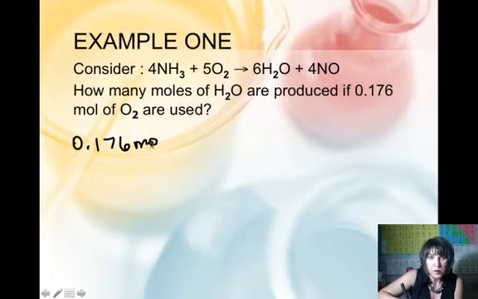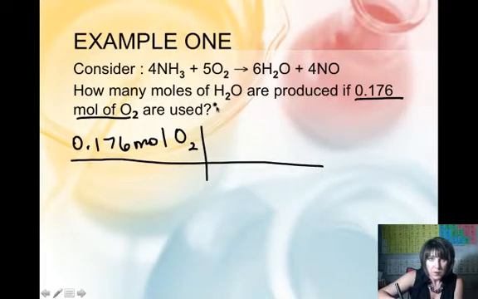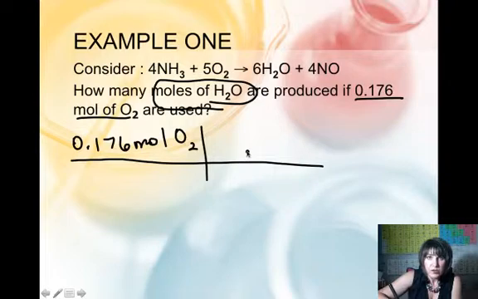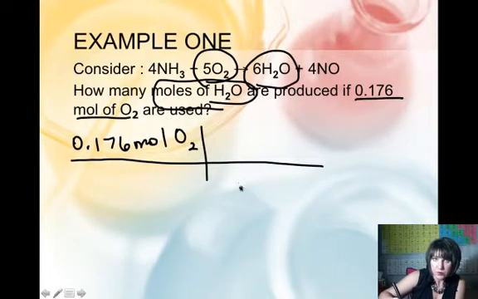0.176 moles of oxygen. We're always going to start with the number they give us, right? And now how does oxygen relate to water? Water is our target. We want to get to moles of water, so we need to find the relationship between oxygen and water. So look to your recipe. I'm going to use 5 oxygens to make 6 waters. So that's our relationship. I'm going to put it into the T-table now.